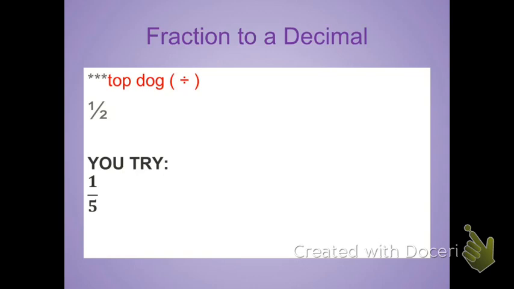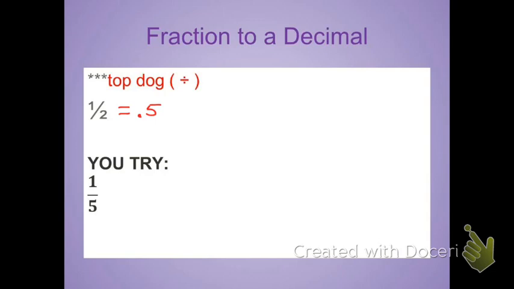Because for this, you get to use a calculator. This one here. Pull out your calculator. Now remember, when you're dividing the bottom into the top, you start with the top number. So you're going to punch in 1 divided by 2. Type it in. 1 divided by 2. And you got 0.5. Very good.